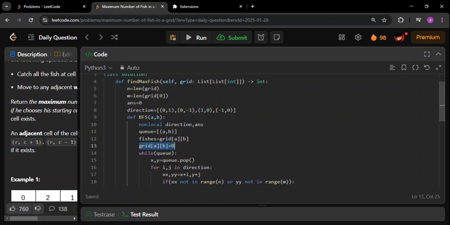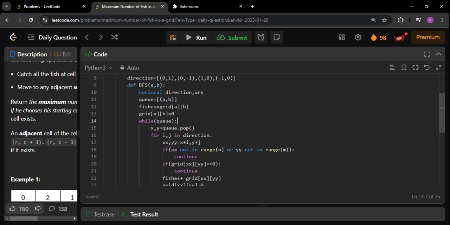Still, the fishes here now is made to 0 because I've collected those fishes. Okay, this is being done here so that I do not enter the cell again. This is kind of acting as a stopping condition, as you will see now. Now, as you know about BFS, till the queue is not empty, this particular loop will continue.